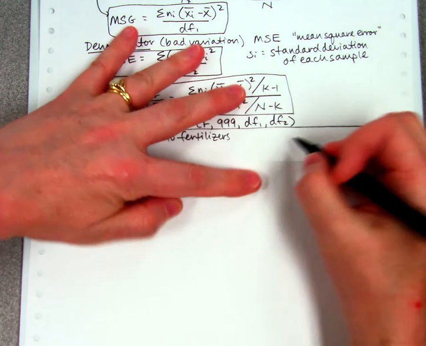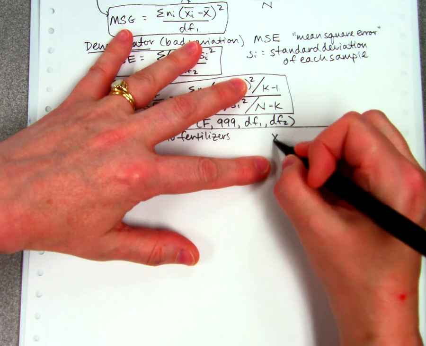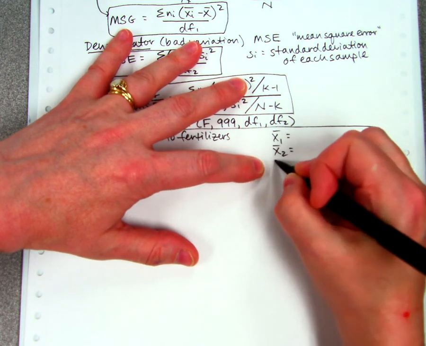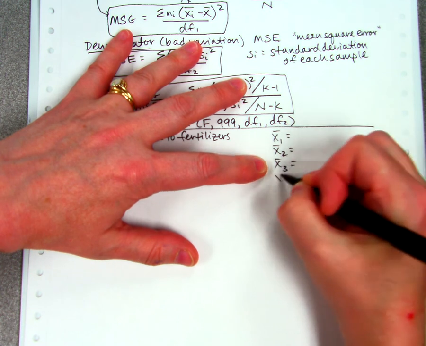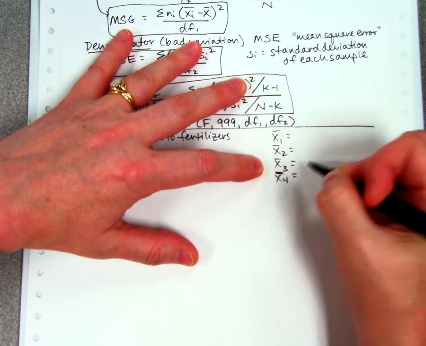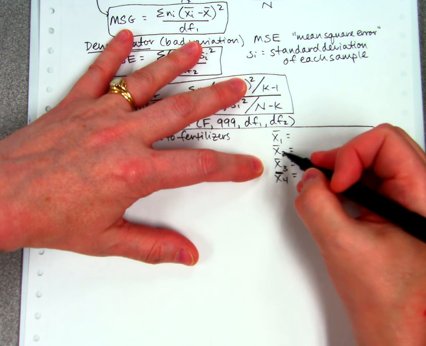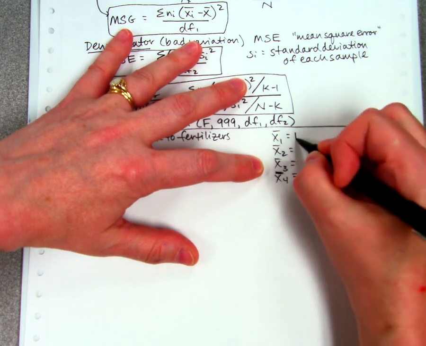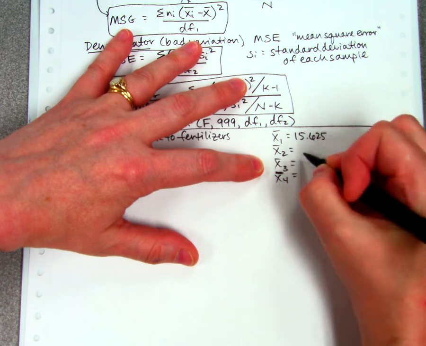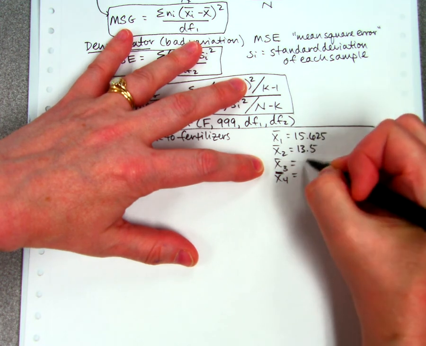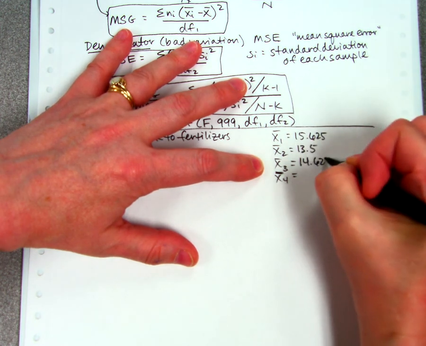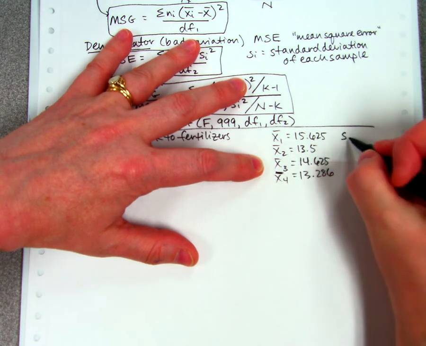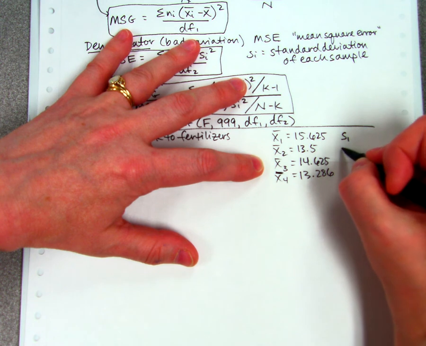And I actually typed the data into my calculator, and I found out the means. And so I'm going to write them down so that we have them off to the side here. In fact, instead of 1, 2, 3, 4, I should have called them N, P, and B, but this doesn't really matter. The first one was nitrogen, 15.625, and 13.5, and 14.625, and 13.286. I'm just copying this from where I wrote it down before.